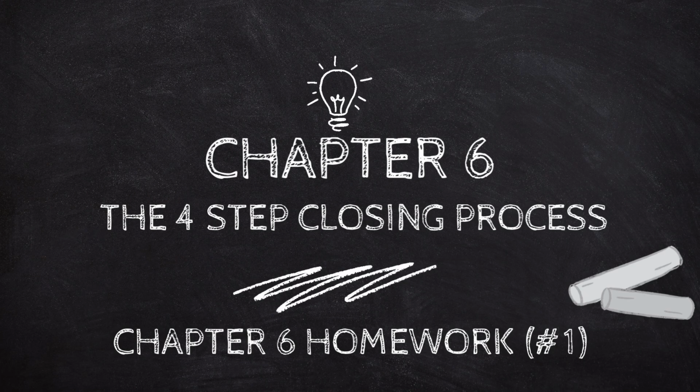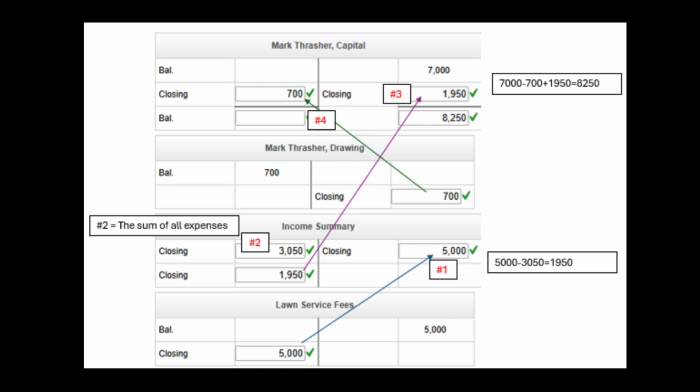ACC101 students, in this video, I want to take a look at the four-step closing process that you all read about in Chapter 6. In this video, we are going to be looking only at Chapter 6 homework, problem number 1. This is a screen grab from the Chapter 6 homework, problem number 1. When you open it, you're going to see the instructions. You will see the chart of accounts. You are going to see the general journal. And then at the very bottom, you will see the T accounts.